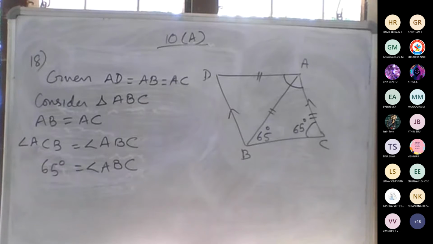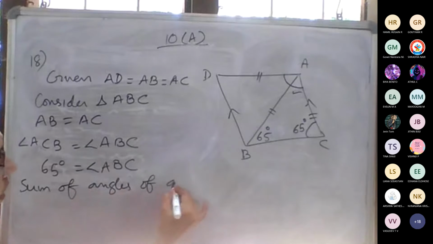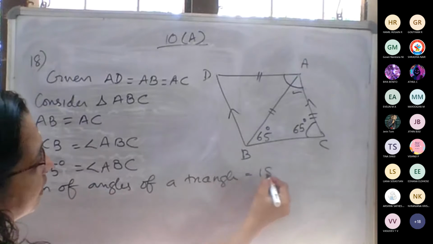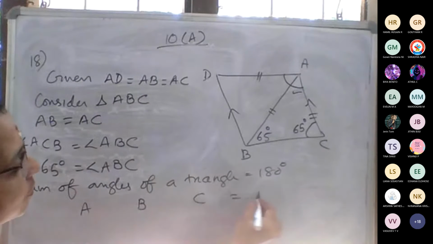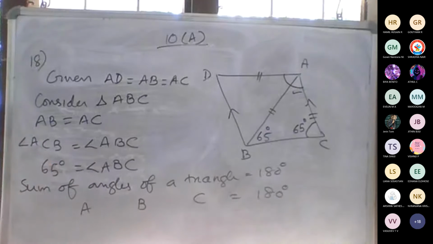Okay. Then same triangle we are considering, ABC. So what will be angle A? That means angle BAC. Sum of angles of a triangle is equal to 180 degree. That is A plus B plus C is equal to 180 degree. Tell me, can we write angle A, angle BAC, plus angle ABC plus angle BCA is equal to 180 degree.